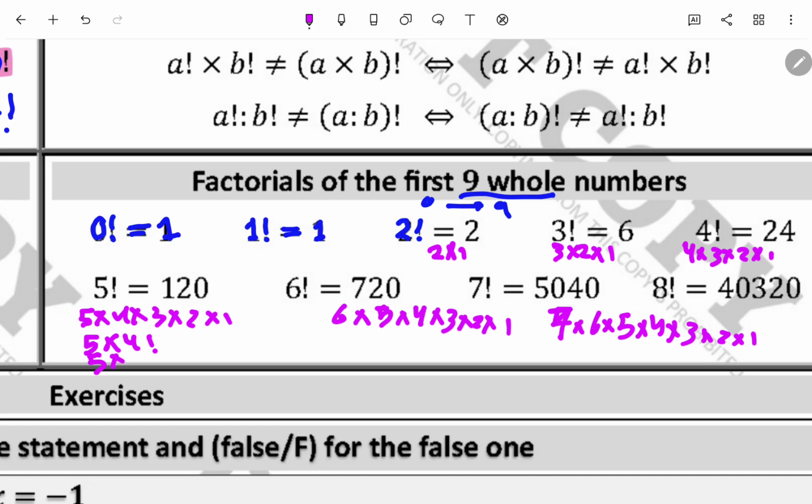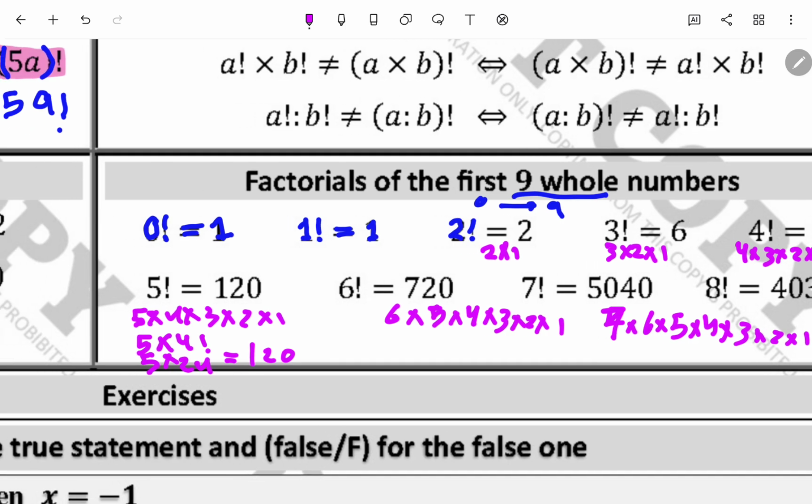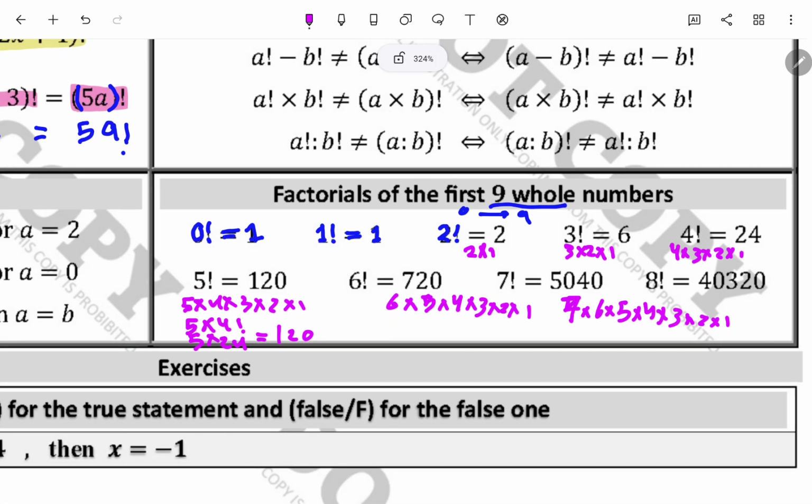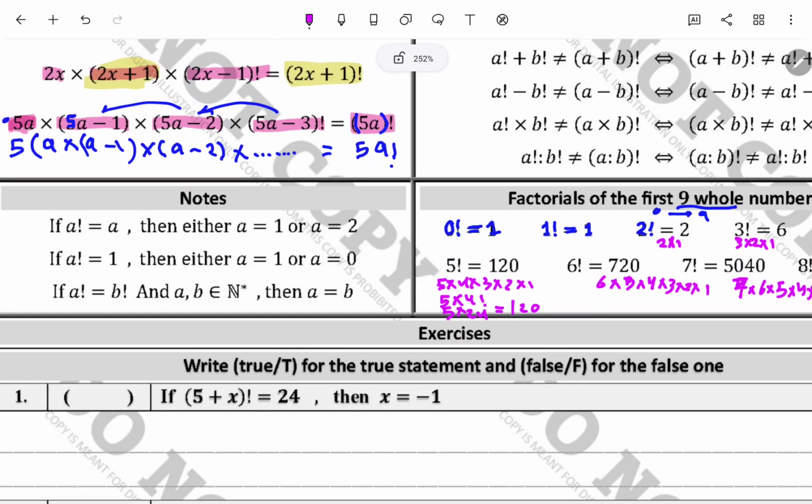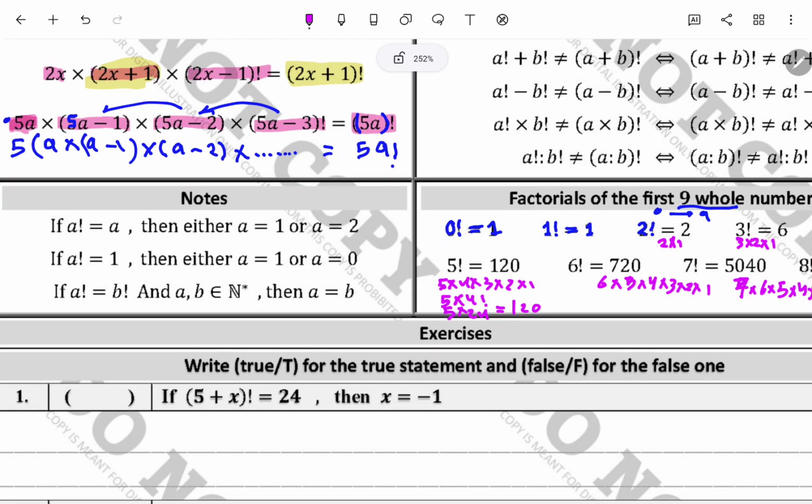It means 5 times 24, and that will give you the same answer, which is 120. Then you can compare what we discussed now with this box. We said that there are notes, and they are very, very important notes. Let's label them number 1, 2, and 3.